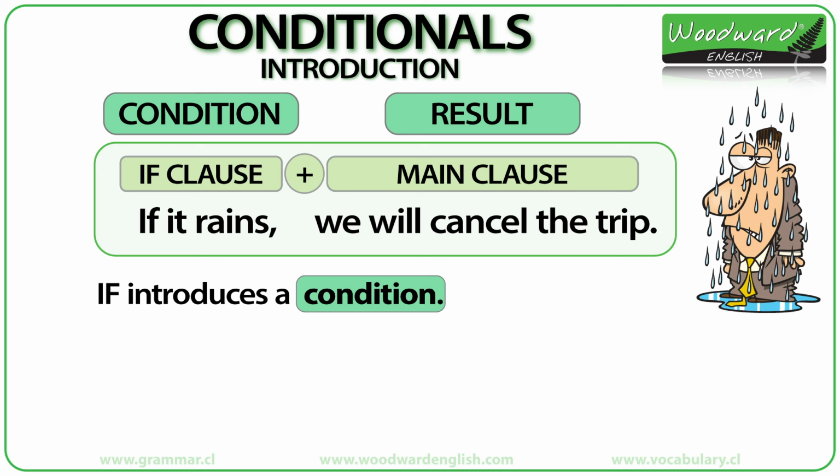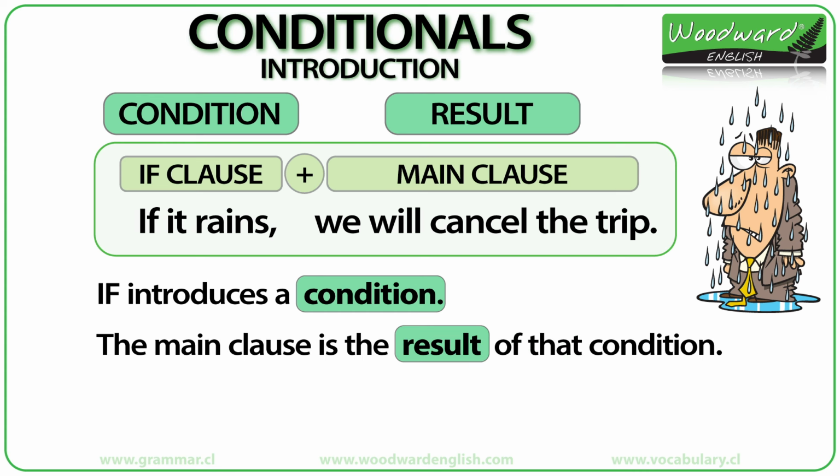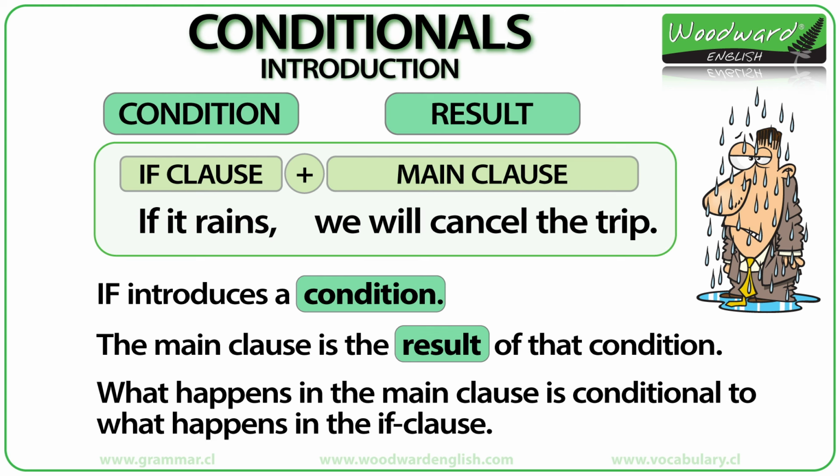There is always a condition and a result. The if clause introduces a condition. The main clause is the result of that condition. What happens in the main clause is conditional to what happens in the if clause. In other words, the main clause only happens when the events in the if clause happen.